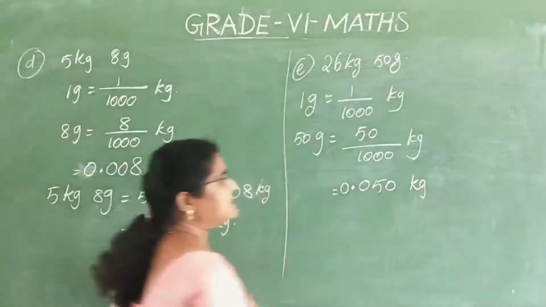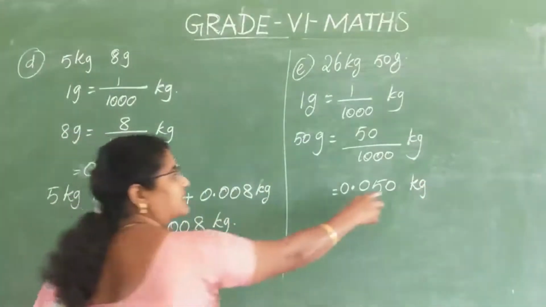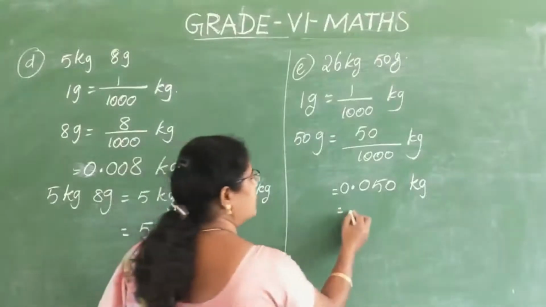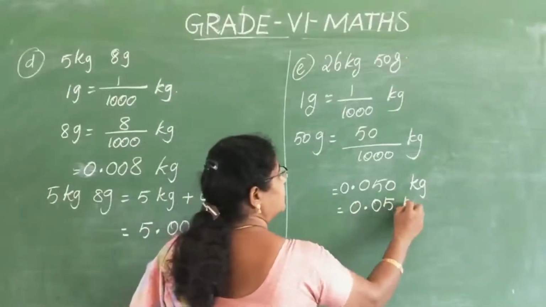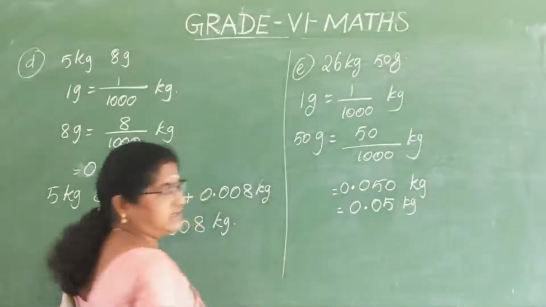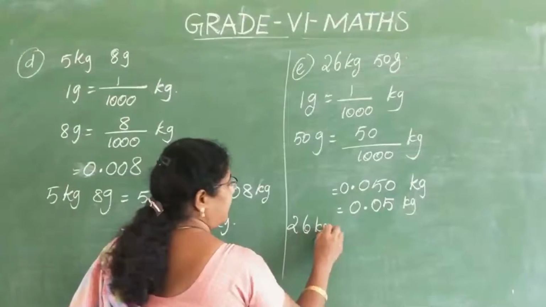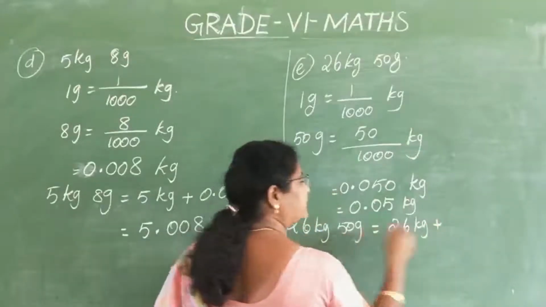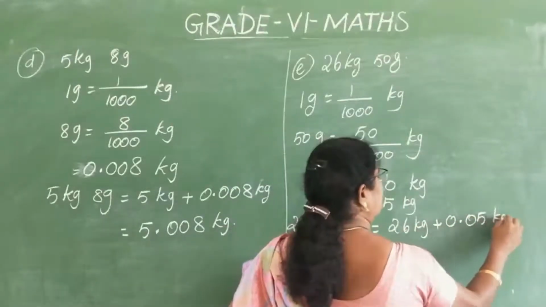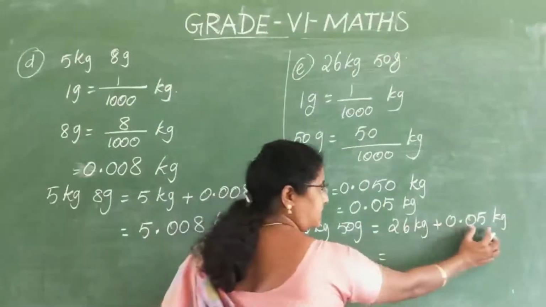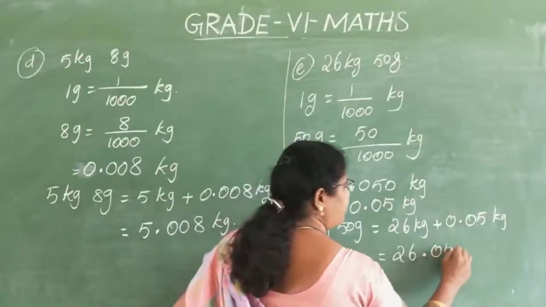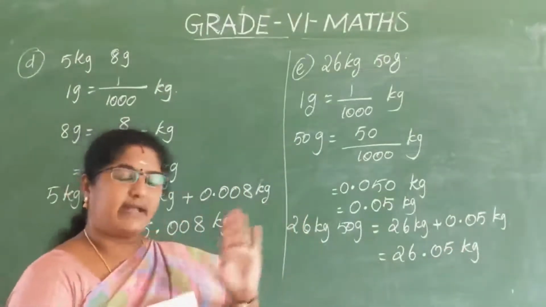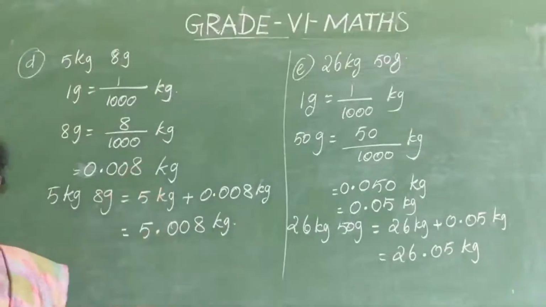So 0.050 kilogram. For this 0, it has no value. We write at last. Now here it's a figure, right? Which is equal to 0.05 kilogram. This 0 it has a value, you should write. Now, 26 kilogram 50 gram is equal to 26 kilogram plus 0.05 kilogram. Now, write together. Whole number, decimal. 26.05 kilogram. This 0 we can write it on this. Not necessary. It has no value. Clear? Did you write correctly?